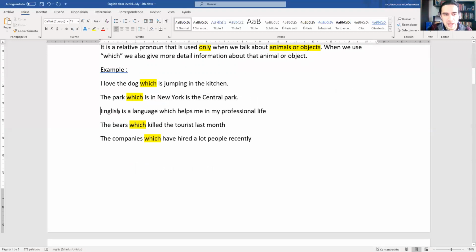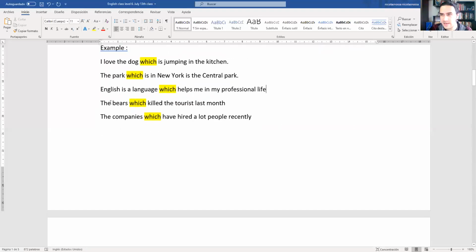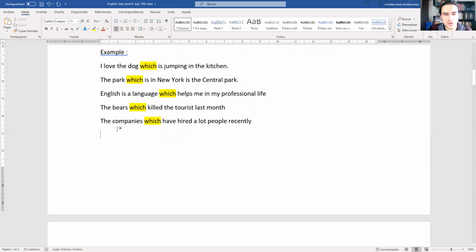Another example, English is a language. I'm talking about the English language. So the relative pronoun, which helps me in my professional life, okay? The birds, el animal, no? The birds, which killed the tourists last month, okay? I'm talking about an animal. So the relative pronoun is which, okay?